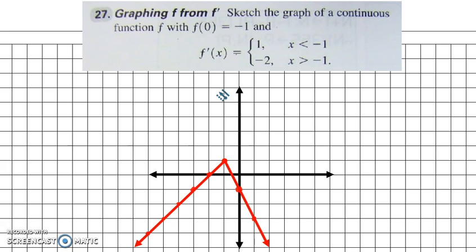This is the graph that has a point at (0, -1) and has f prime of x of 1 when x is less than -1 and f prime of x of -2 when x is greater than -1. And that's how you do 27.